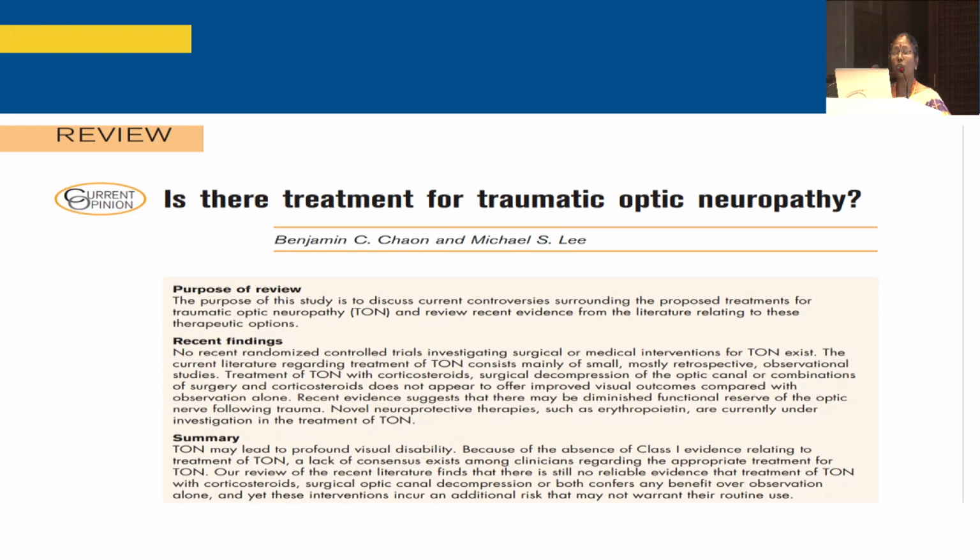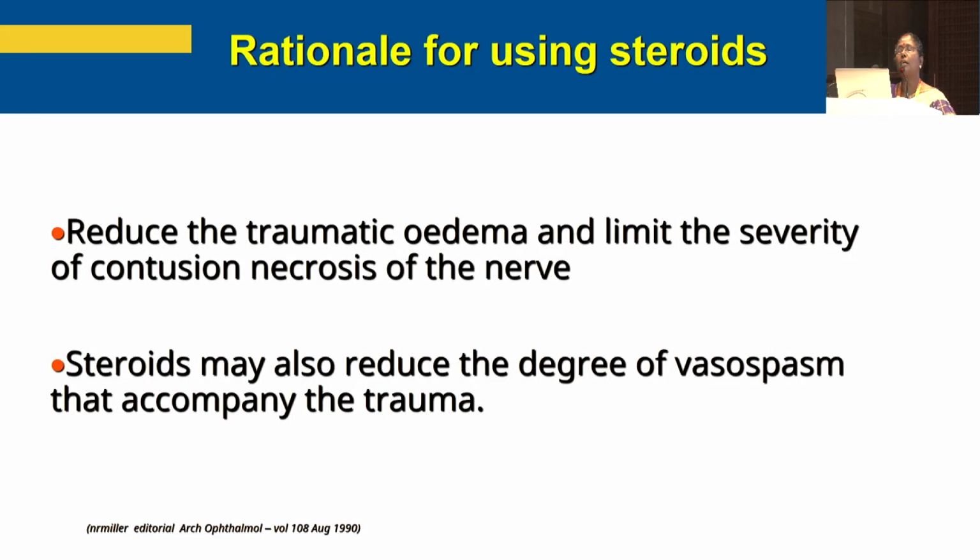This was an article published in Current Opinion in 2009. As you see, traumatic optic neuropathy leads to profound visual disability, and because of the lack of evidence, whatever we are doing to manage these cases is based only on level 2 and level 3 evidence, with smaller groups reporting it. So what was the rationale for using corticosteroids? This reduces the traumatic edema and limits the severity of contusion necrosis of the nerve. It also helps reduce the degree of vasospasm which accompanies the trauma.